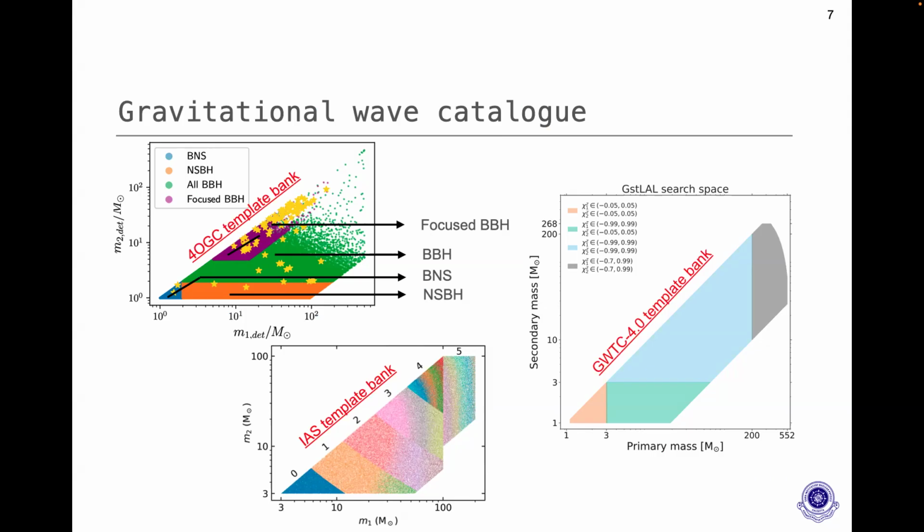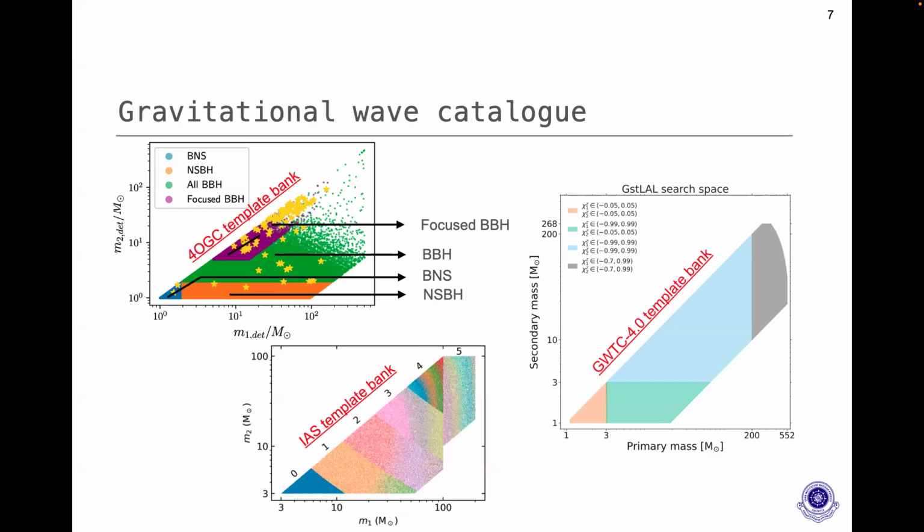Now we define some quantity called ranking statistics. So if this ranking statistic crosses some threshold, we call it a detection. So that's how we detect different events in our detector data. And then once we get all these events, we use a different set of waveform models with various physics encoded within them for the parameter estimation. And finally, once we do all this procedure, we come up with a gravitational wave catalog.